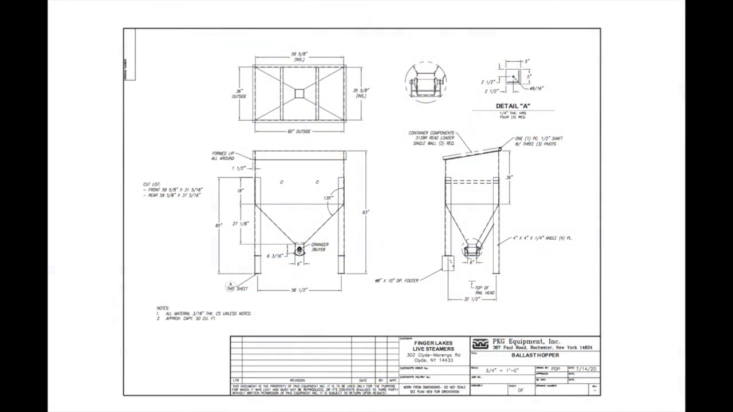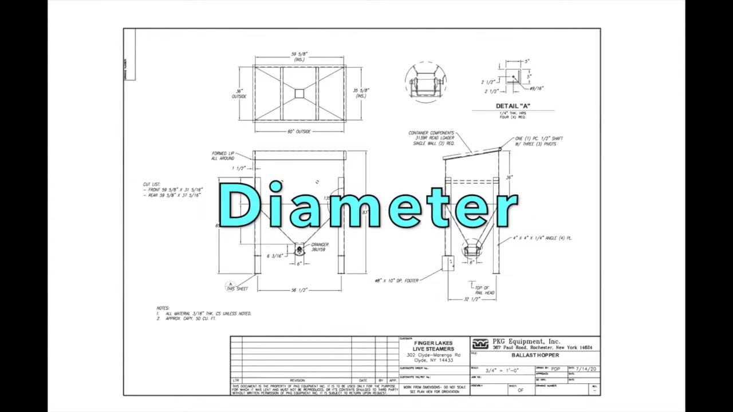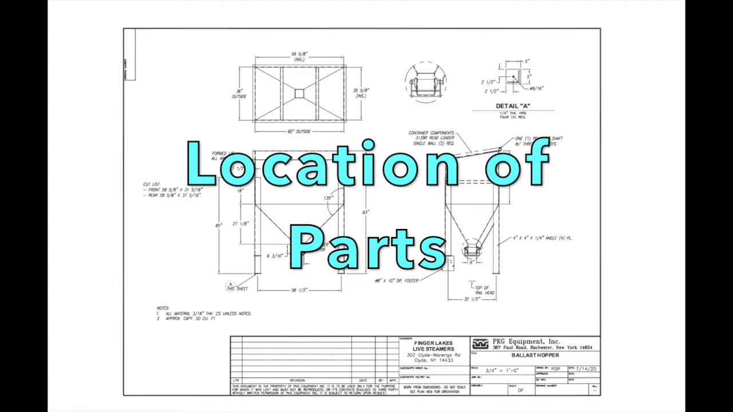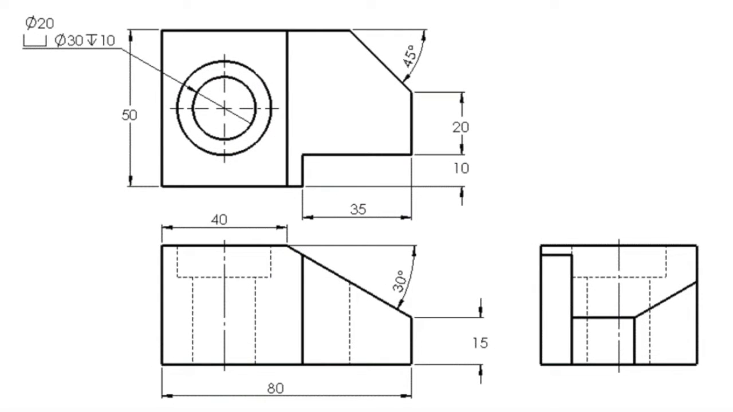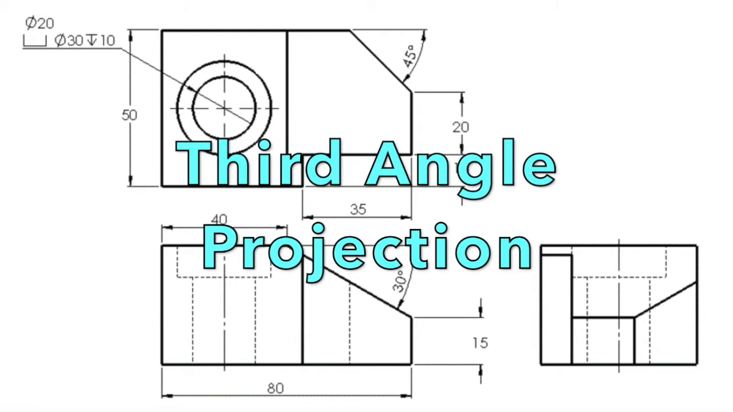A detailed blueprint can show important information such as the object's shape, size, thickness, diameter, and the location of individualized parts. Blueprints are drawn in 2 basic variations. The first and most common variation is called third angle projection.